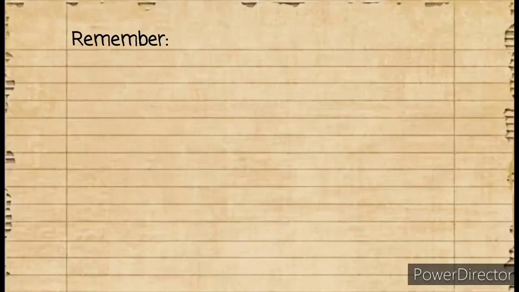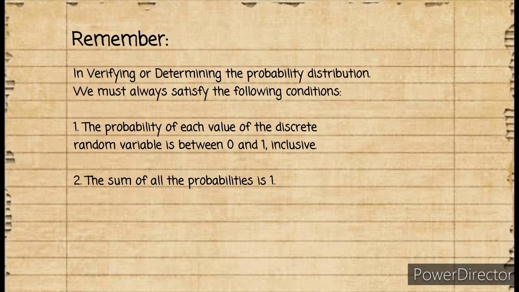Now, let me tell you, in verifying or determining a probability distribution, remember that one must always satisfy the following conditions: the probability of each value of the discrete random variable is between 0 and 1 inclusive, and the sum of all the probabilities is 1.